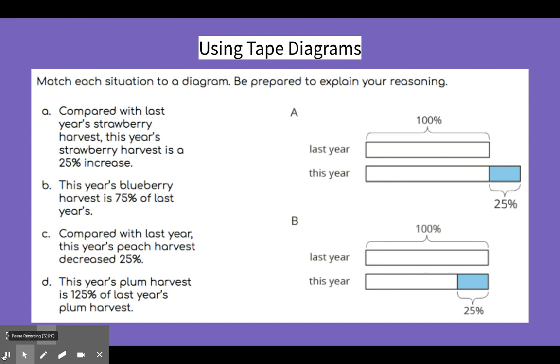And last but not least, option D, where it says this year's plum harvest is 125% of last year's plum harvest. That goes with diagram A because the rectangle for this year is 125% of the rectangle for last year. So we're increasing by 25%, therefore it goes with diagram A. So A was diagram A, B was diagram B, C was diagram B, and D was diagram A.